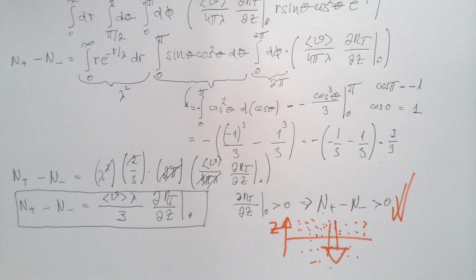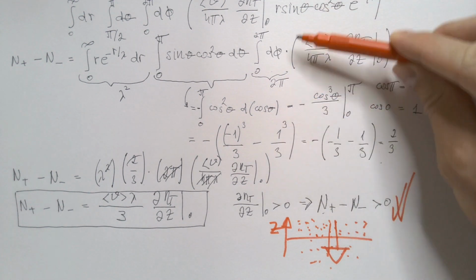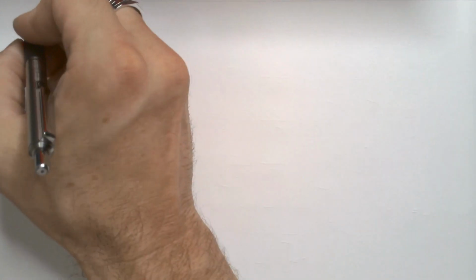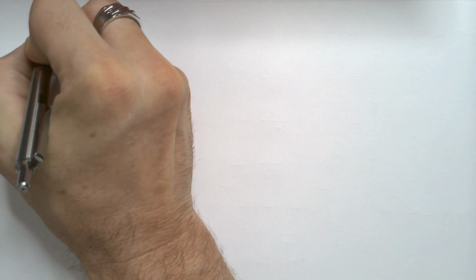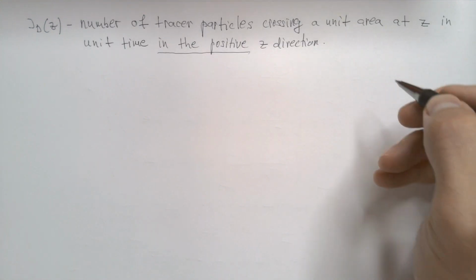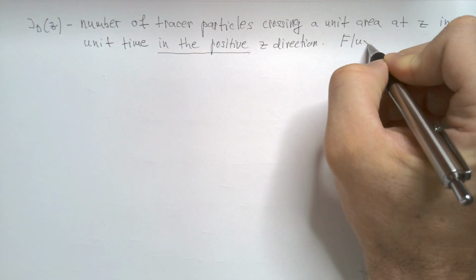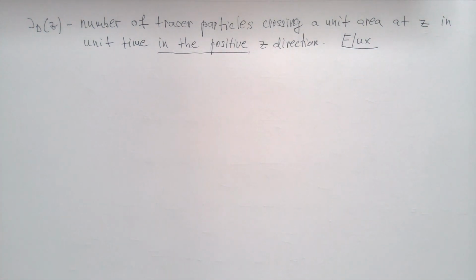Again, something very intuitive, but you see, it took a lot of mathematics and rigorous derivation to get to this point. Now, allow me to finalize this derivation by introducing a quantity J_D of z that will denote the number of tracer particles crossing a unit area at z in unit time in the positive z direction. And this quantity is basically known as the flux of particles or the particle current.